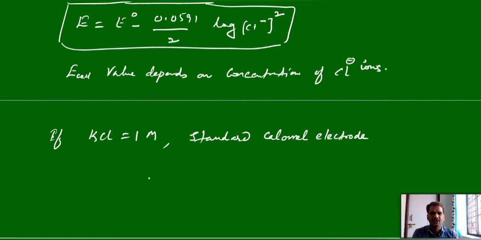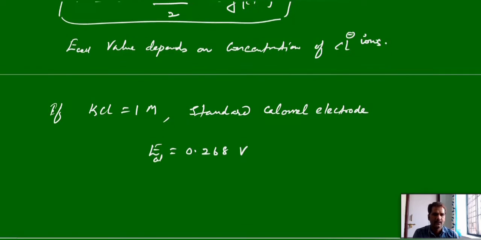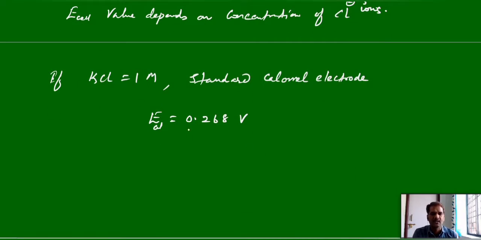So at that condition the electrode potential value is equal to 0.268 volts. This is with respect to the normal hydrogen electrode. This is the electrode potential value of the calomel electrode, E calomel. E calomel is 0.268 volts when the concentration of KCl is 1 molar. And if you change the concentration of KCl, again this value will change.